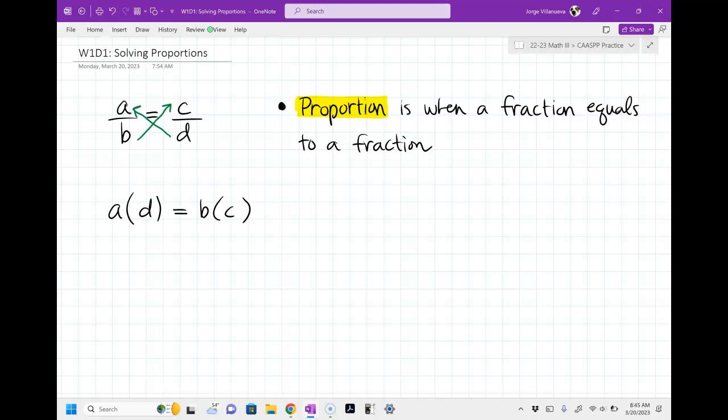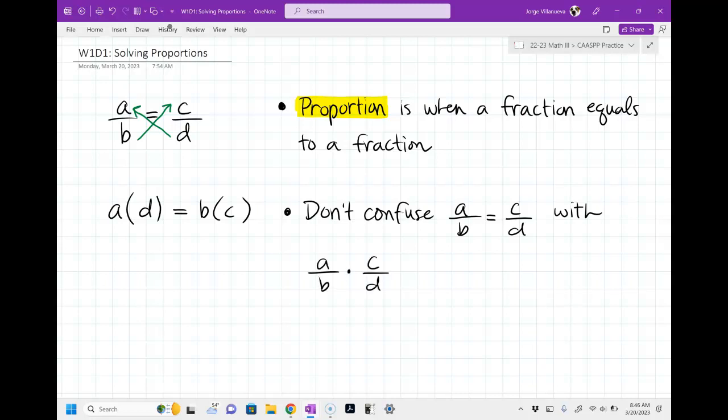Now remember, that's just if it's an equal sign. Okay, so I'm going to put a little note right here. Don't confuse this with this. A lot of people do that. They confuse the two, okay? Because they just see, oh, he said fraction and fraction. That's what I remember, fraction and fraction. So they're like diagonal multiplication, right? But that's true if there's an equal sign.